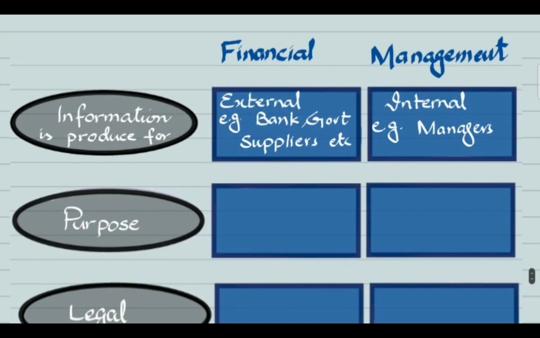Next point is purpose. Purpose of financial accounting information is to record the financial performance and the financial position of the business. While in case of management accounting, the purpose is to help in planning, in control, and in decision making.